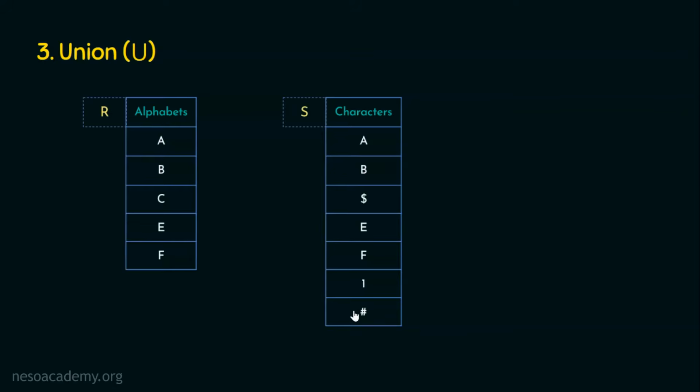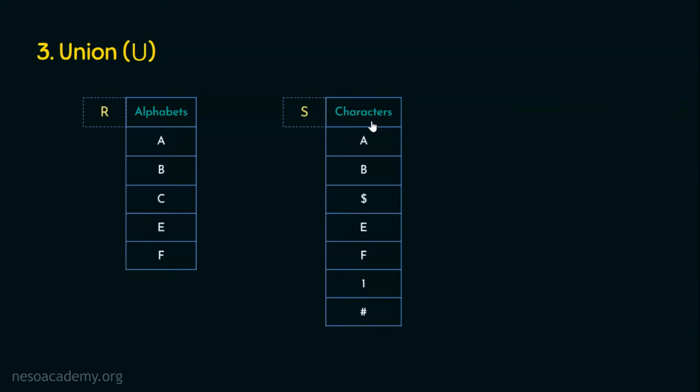Can we do R union S? Yes, there are certain conditions to be met, but at the basic level, the first condition will be satisfied. The number of attributes in R is the same as the number of attributes in S. Here also we have only one attribute in the relation, and here also we have only one attribute in the relation. So R union S can be performed.